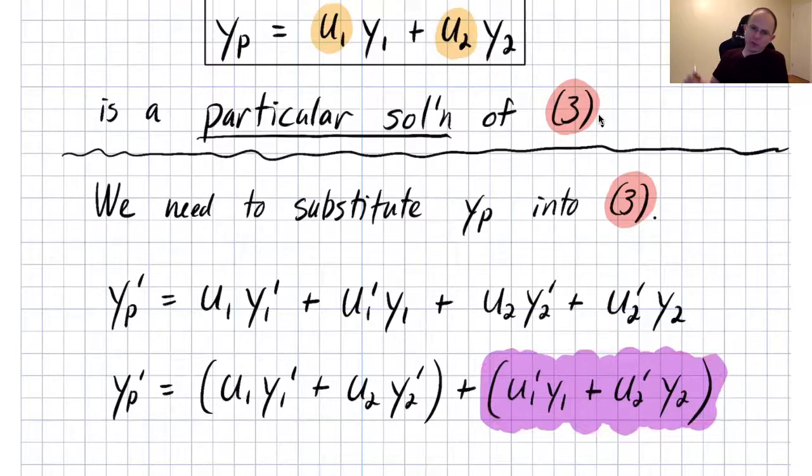Now, remember, in order to substitute this into the differential equation, we're going to need to take the derivative of this thing again. So now imagine we have 4 things. We have to do 4 product rules, and we already talked about product rules. We don't like product rules. And we're going to get second derivatives of u1 and u2, and that's no good. That's going to make our lives really bad.